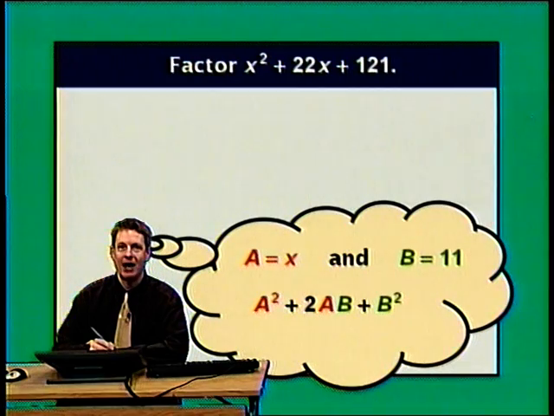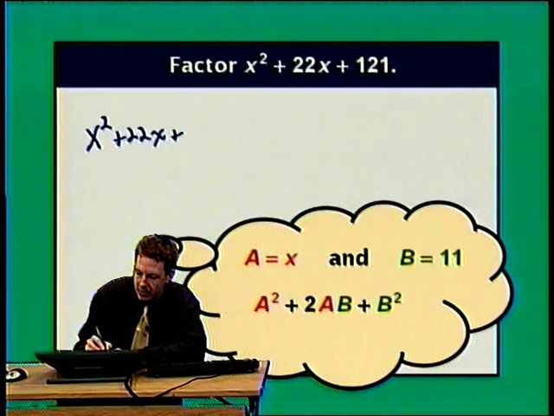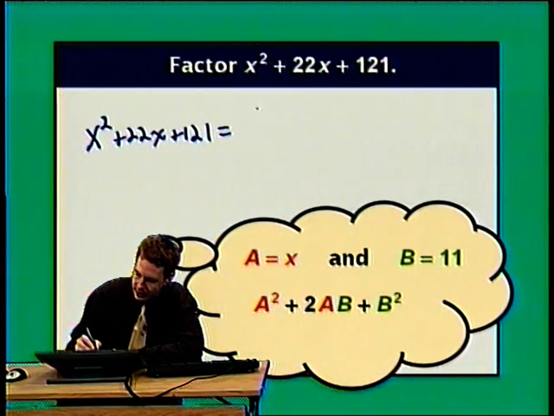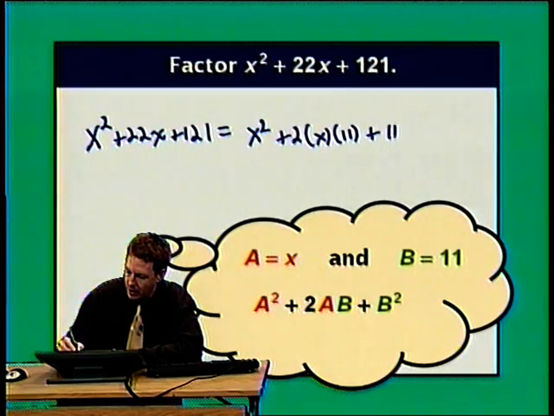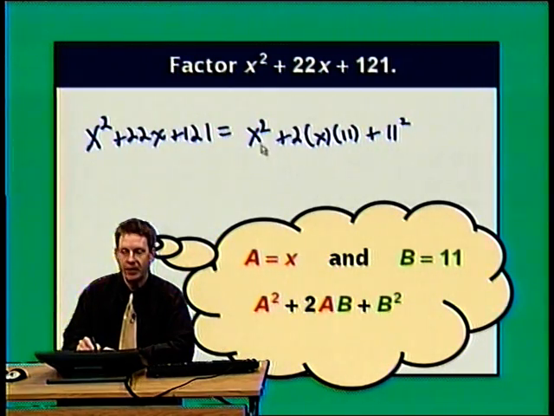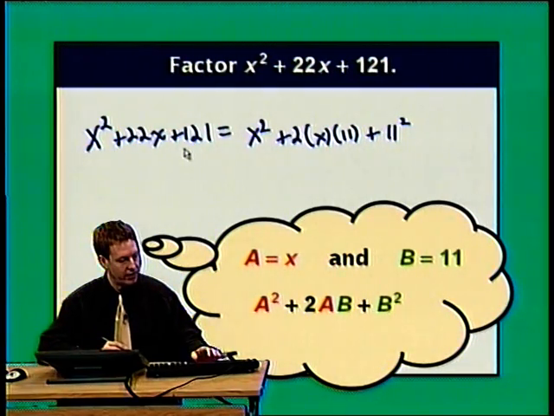Let's begin by writing down our given trinomial, which was x squared plus 22x plus 121. And then let's go ahead and make our substitutions for a and b in our perfect square trinomial form. That would be x squared plus 2 times x times 11 plus 11 squared. Are these two expressions equal? Well, surely x squared equals x squared. 2 times x times 11 is 22x. That's what I was given. And 11 squared is 121. So these two expressions are indeed equal to one another.